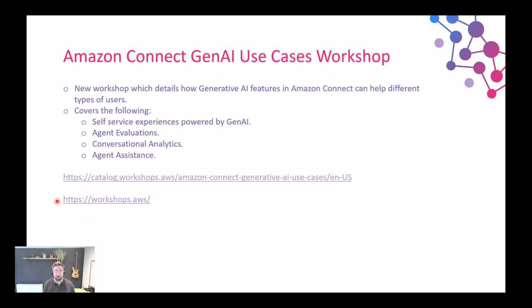So it covers things like self-service experiences powered by Gen AI, agent evaluation, so things like how to use your AI assistants in evaluation forms, conversational analytics, so things like your post contact summaries, and then agent assistance, where you start to look at things like bringing Amazon Q into Connect. So yeah, really recommend that workshop, and indeed all of the Connect ones here at workshops.aws.